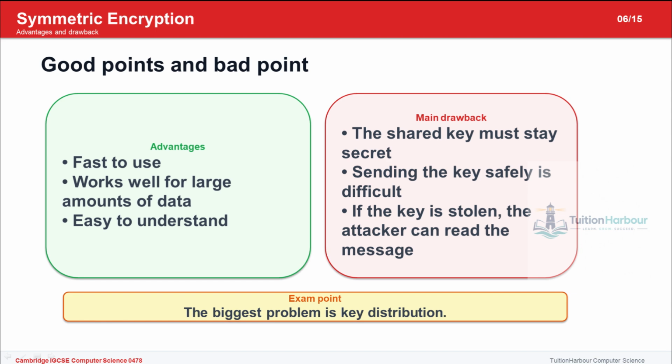Symmetric encryption has some advantages. It is fast, it works well for large amounts of data, and it is easy to understand. But it has one major drawback. The key must be shared securely. If the key is stolen, the attacker can read the message. This is called the key distribution problem.